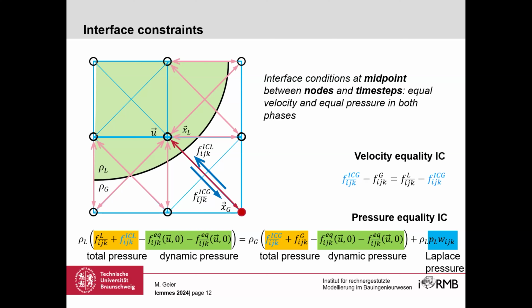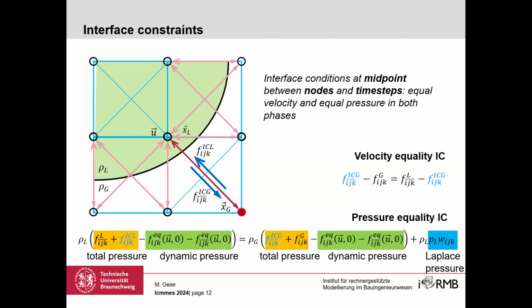So this is one condition, and the other condition can be interpreted in two different ways, either as a momentum exchange, which is useful to show that it's momentum conserving, but I actually like to interpret it as a pressure matching. So, scaled pressure matching, this is why we multiply with the densities. We compute the pressure not as the difference between these distributions, but the sum of the distributions. This is the total pressure.